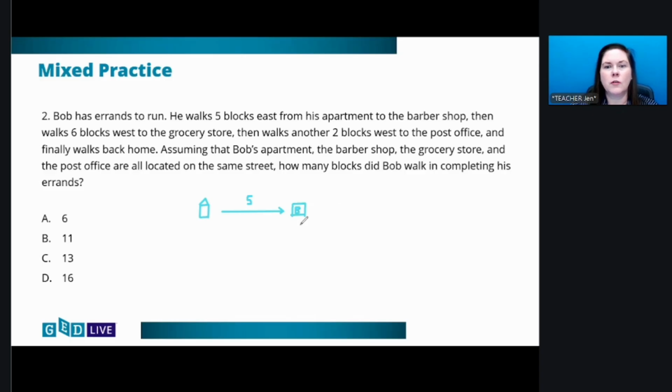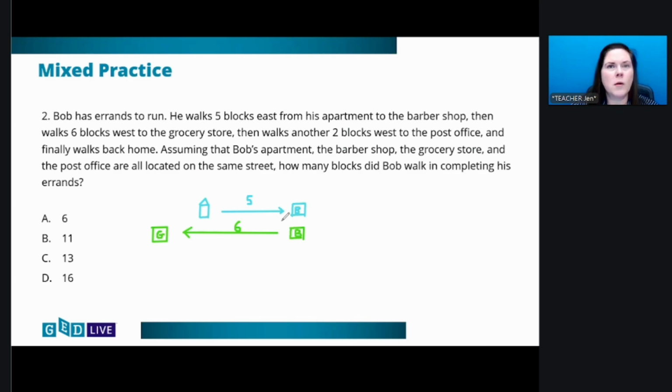Okay, 6 blocks west to the grocery store. From the barber shop to the grocery store. So, wow, the grocery store is pretty close to his house, huh? That's pretty nice. So I'm going to put a G over here for grocery store and make a note. Let's see. So B for barber shop, 6 blocks, G for grocery.